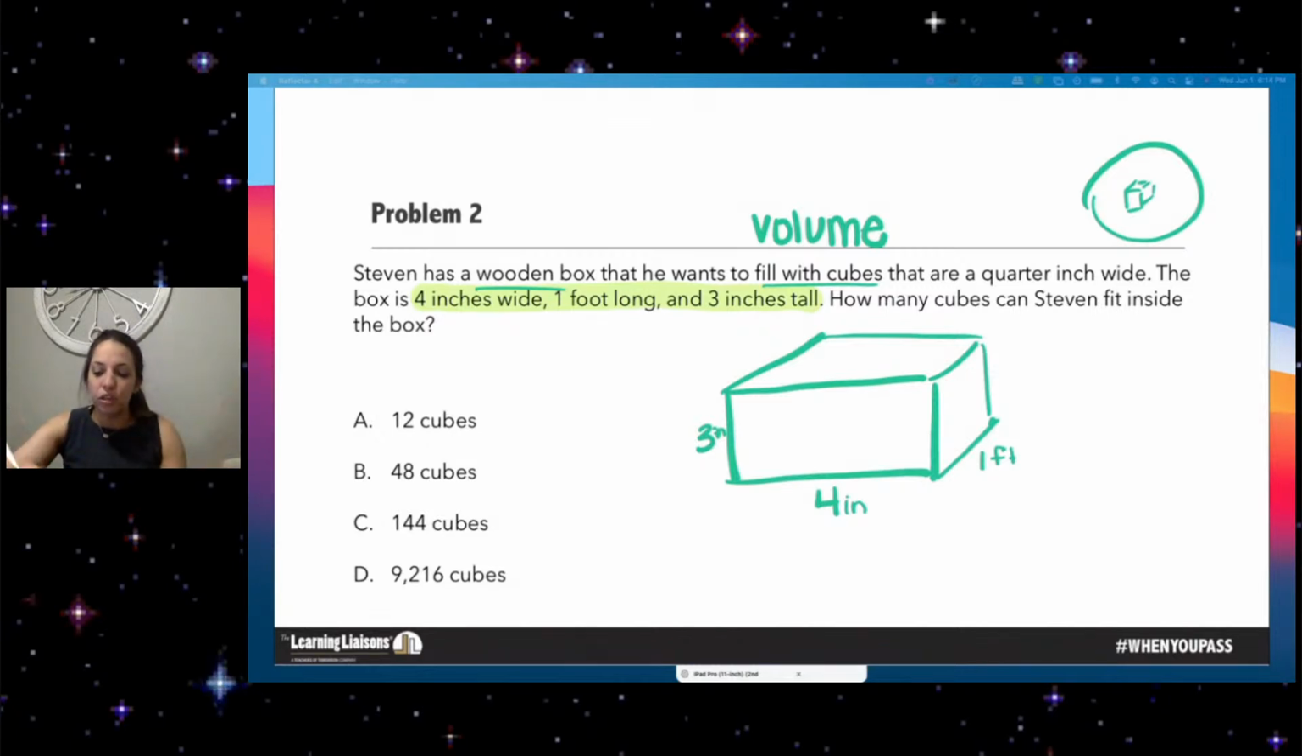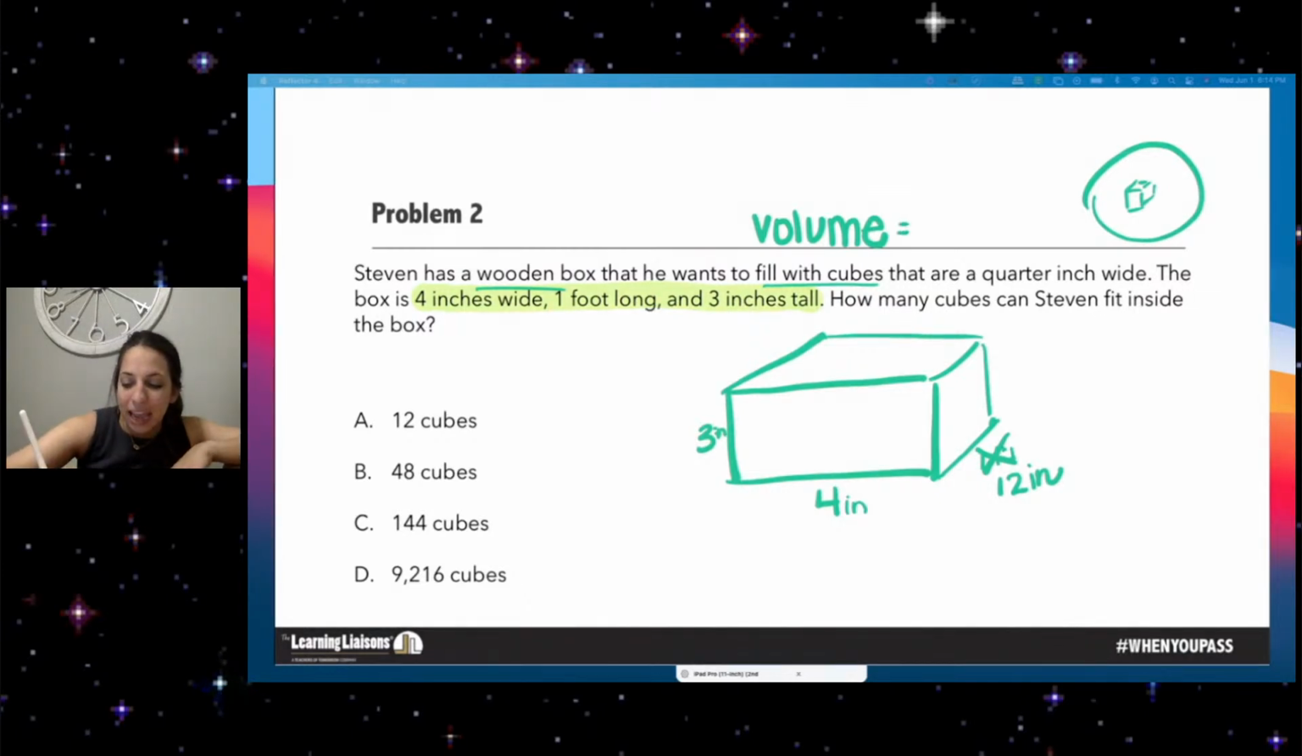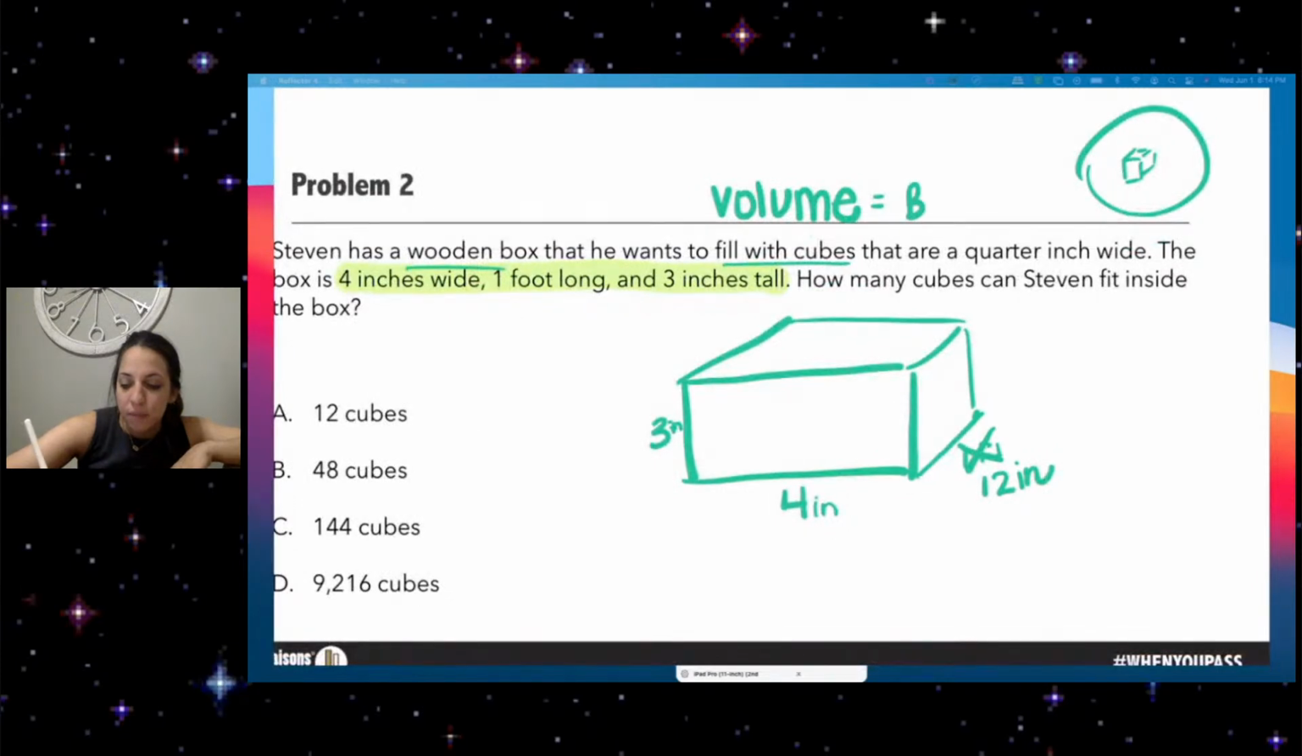So I'm going to transfer this foot into inches. I know 1 foot equals 12 inches. Now I can go ahead and think about what my volume is going to be. If I find my volume, I know that volume equals area of my base times the height of my prism. That's the volume of a prism.